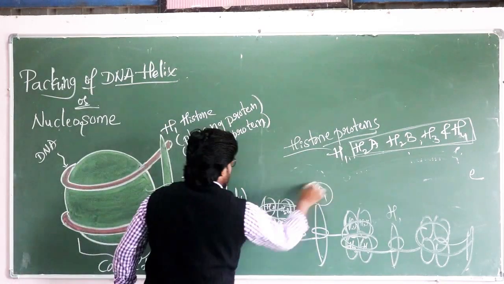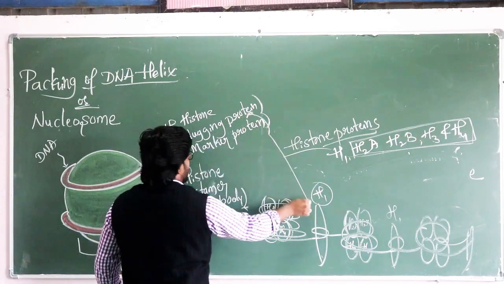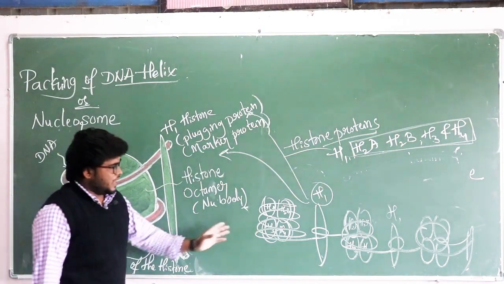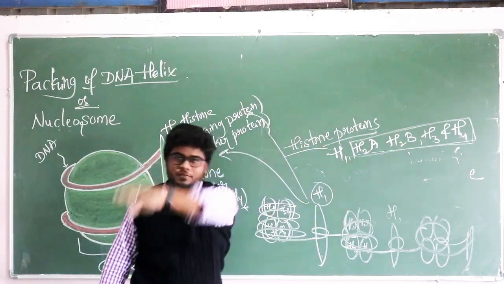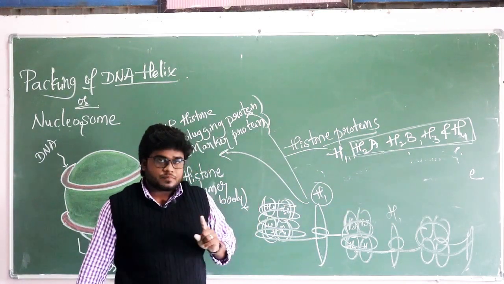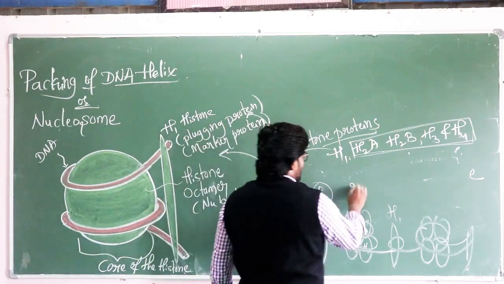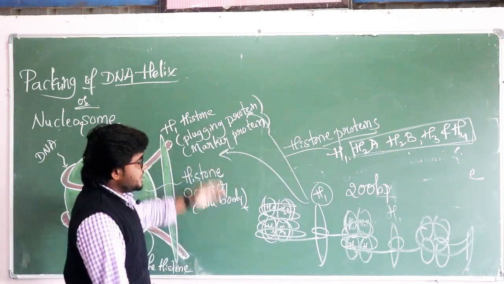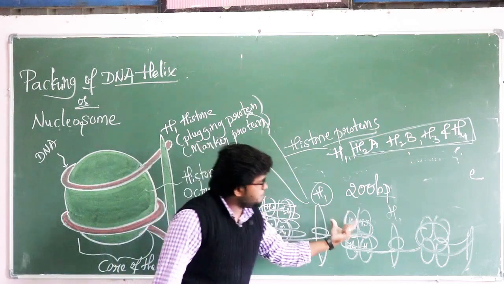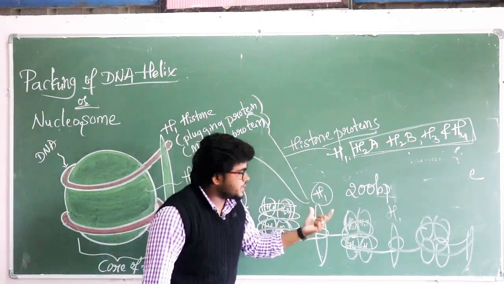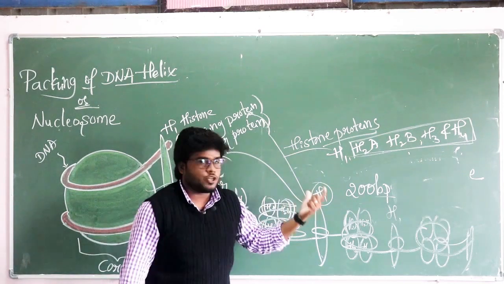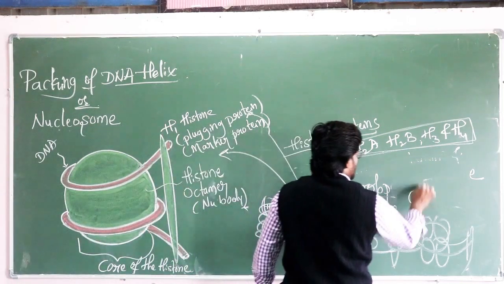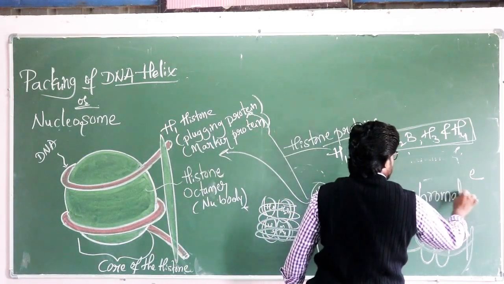This H1 protein is also called the plugging protein, or it is also called the marker protein. So like this repeated units are formed. Okay, so in the nucleus there are about 200 base pairs, and inside the nucleus such repeated units, that is stained bodies, are formed. Those are called the chromatins.